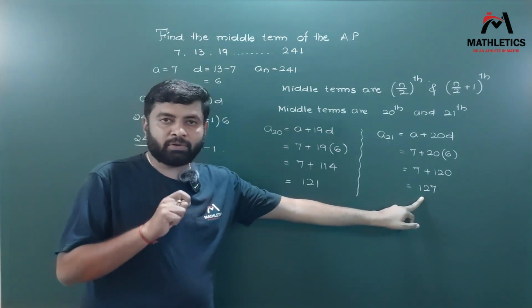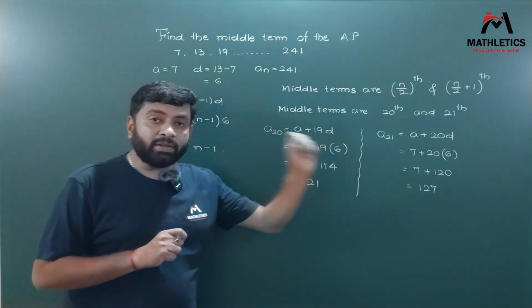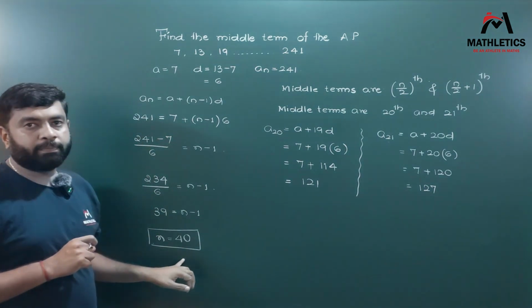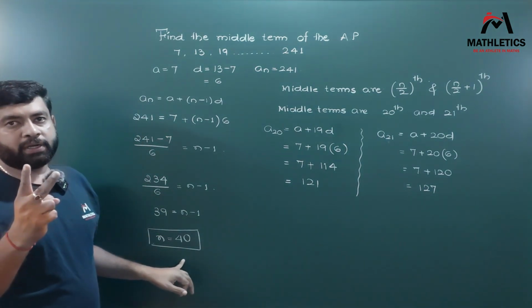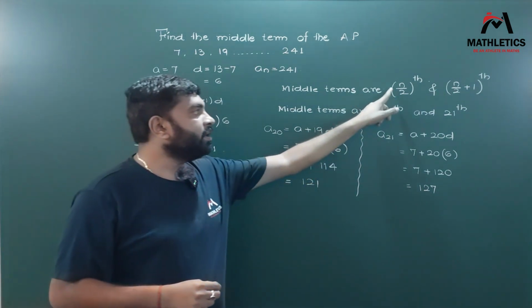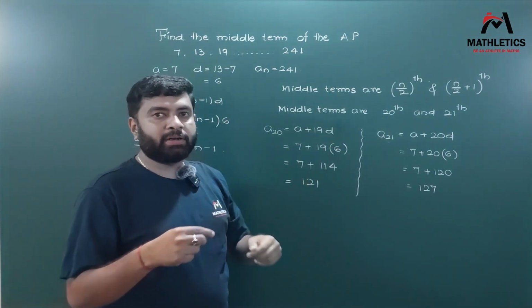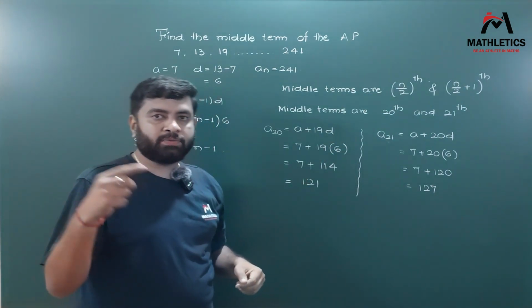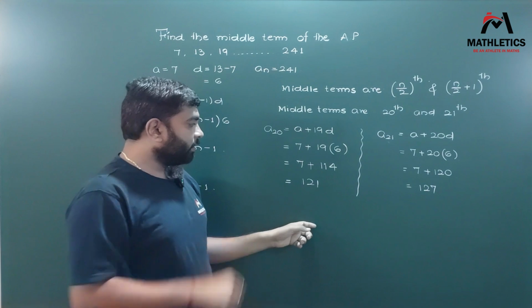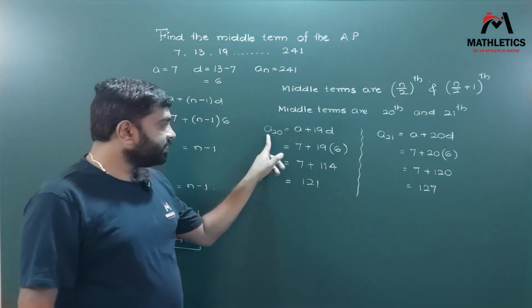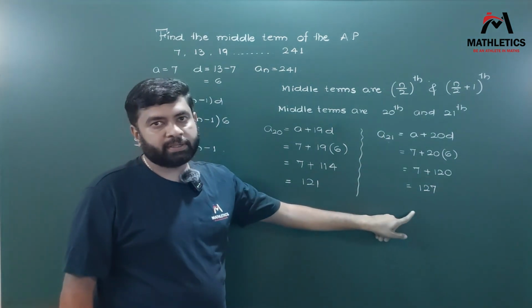So remember one more very important note. Whenever N becomes even, then there will be two middle terms. The first middle term is the N by 2th term and the second middle term is the N by 2 plus 1th term. So one is A20 and another one is A21.